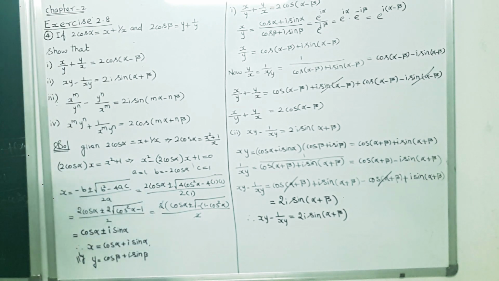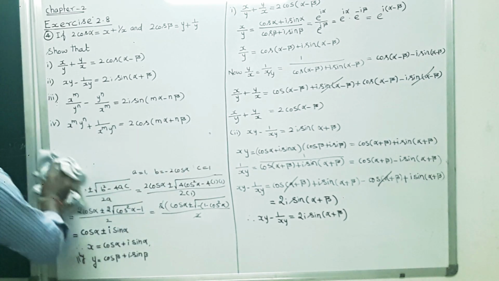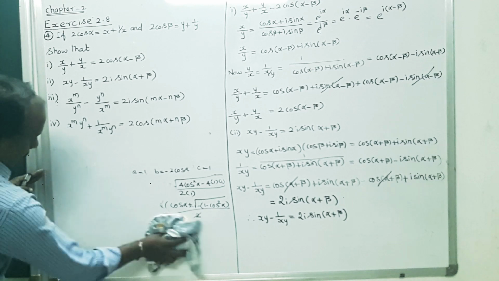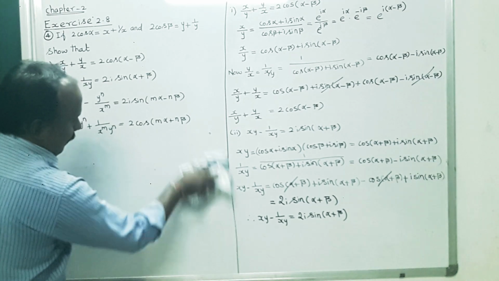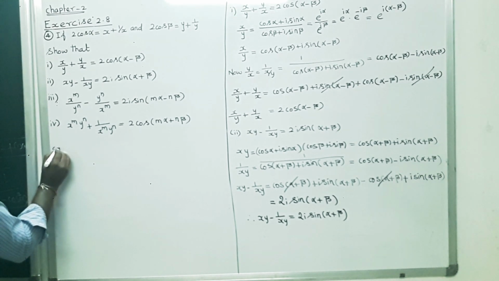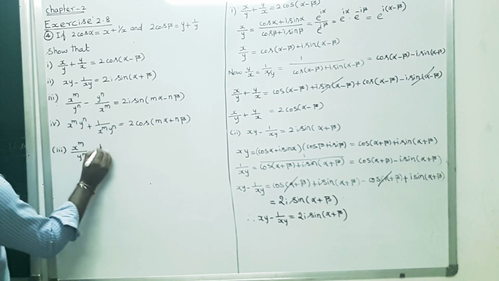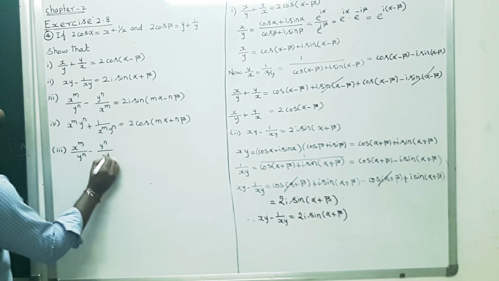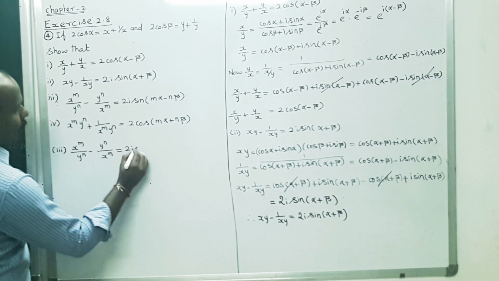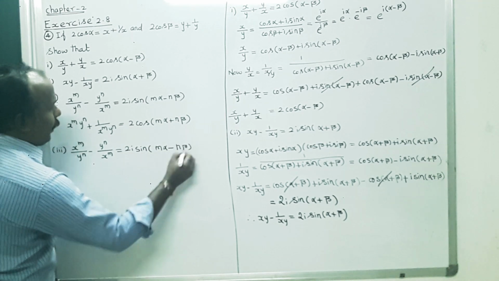Next is going to third result. Result number 3: x power m divided by y power n minus y power n divided by x power m is equal to 2i into sin of m alpha minus n beta.